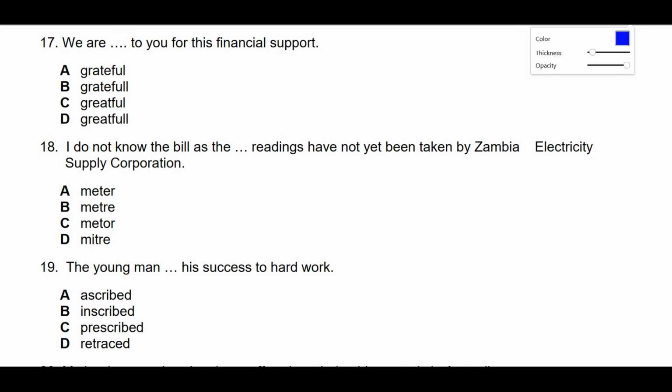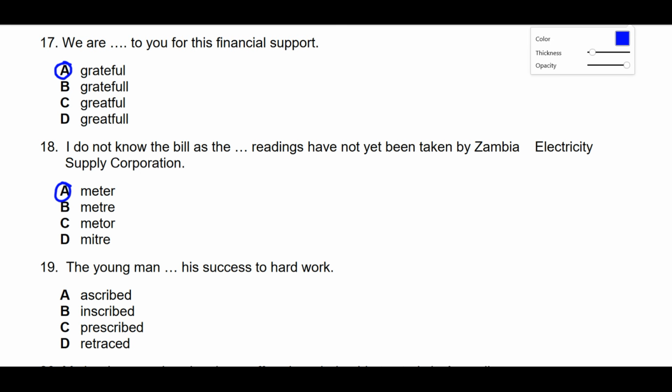Number 17, we just need the correct spelling for the word grateful. We are dash to you for this financial support. Grateful is A. That is the correct one. Number 18: I do not know the bill as the dash readings have not yet been taken by Zambia Electricity Supply Corporation. So I do not know the bill as the meter reading. So this is A.